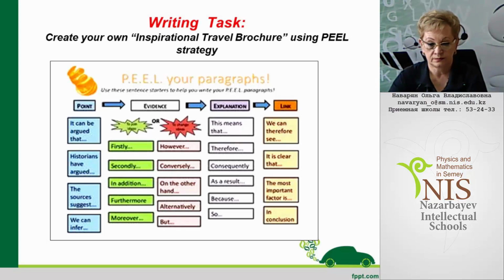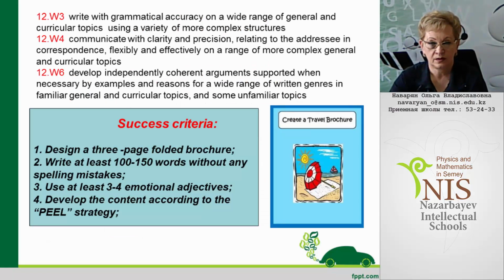A number of different phrases can help students to understand how they connect ideas within one paragraph. So the task for this writing task was also for 12th grade students, and they were given the task to create travel brochures. I have chosen 3 writing objectives: write with grammatical accuracy, communicate with clarity and precision, and develop independently coherent arguments.